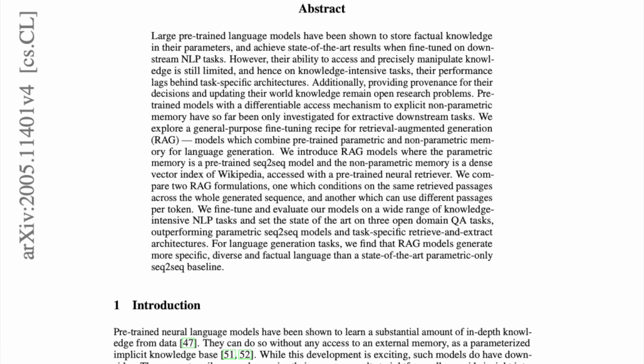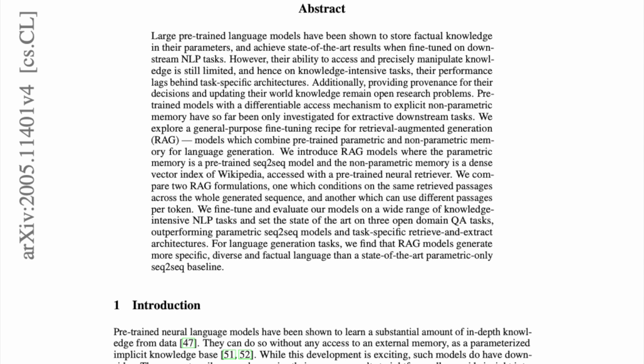Abstract. Large pre-trained language models have been shown to store factual knowledge in their parameters and achieve state-of-the-art results when fine-tuned on downstream NLP tasks. However, their ability to access and precisely manipulate knowledge is still limited, and hence on knowledge-intensive tasks, their performance lags behind task-specific architectures. Additionally, providing provenance for their decisions and updating their world knowledge remain open research problems.